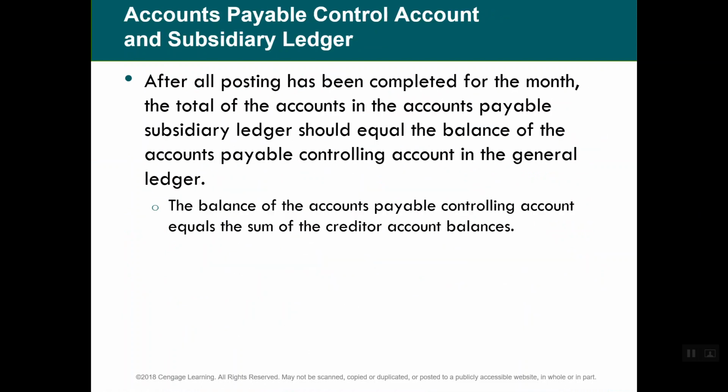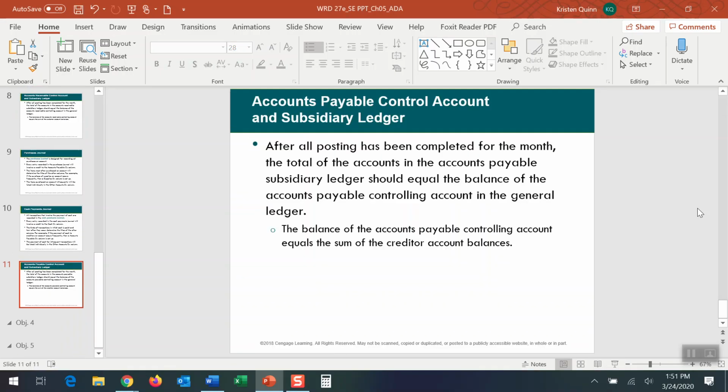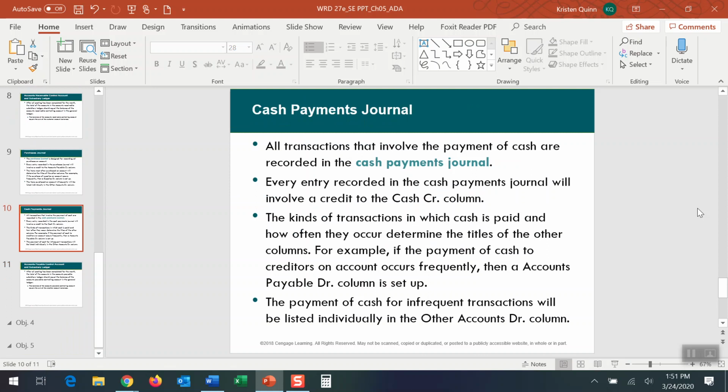And again, just like your accounts receivable subsidiary ledger has to match your balance in the accounts receivable general ledger, same goes for your accounts payable subsidiary ledger. The sum of all of our subsidiary ledger balances must equal the balance that we are seeing in the general ledger for accounts payable. So that is chapter 5. Again, on Blackboard, you'll find a whole bunch of examples of each one of these journals and ledgers that we are going to be utilizing in this chapter.